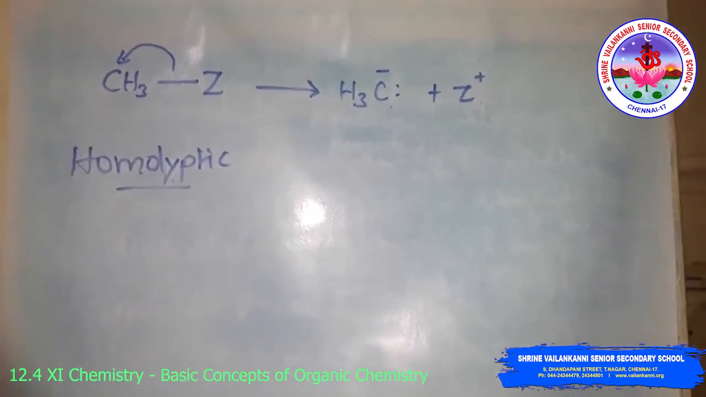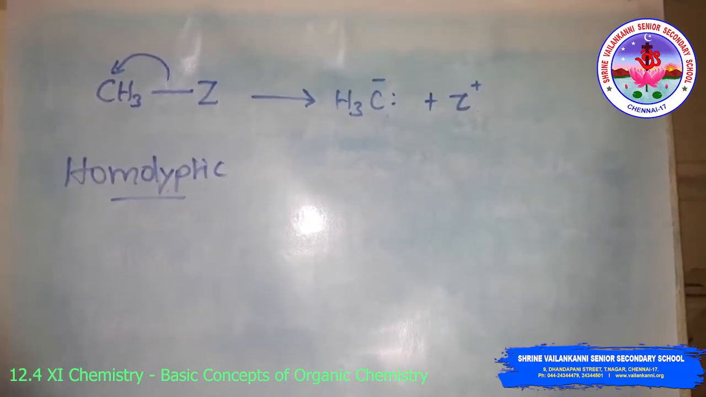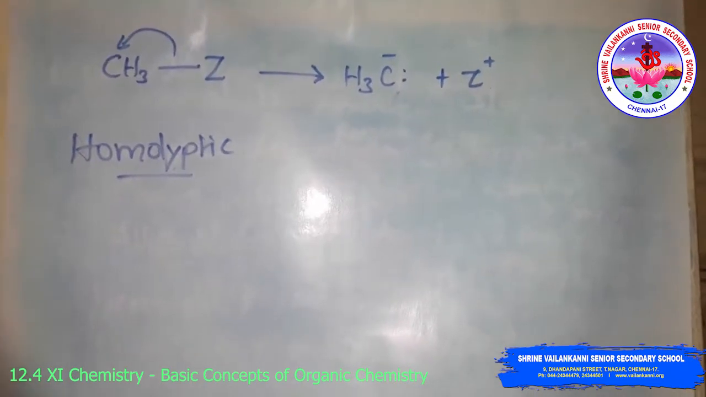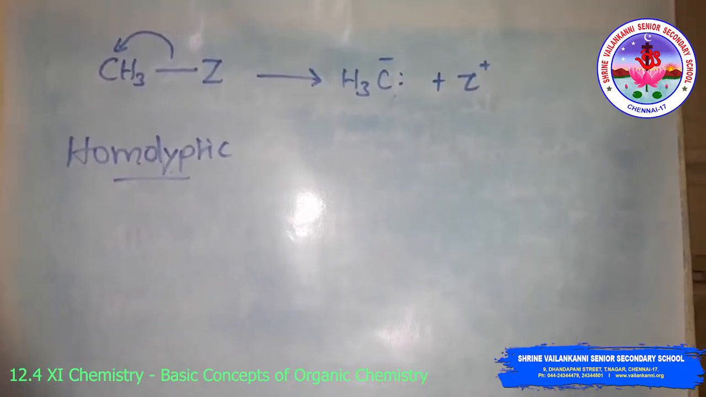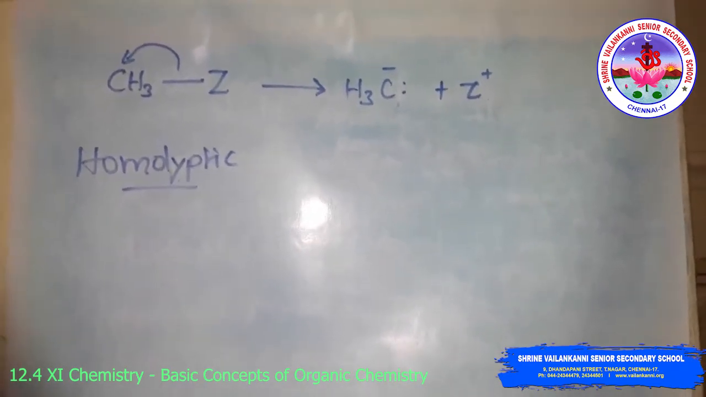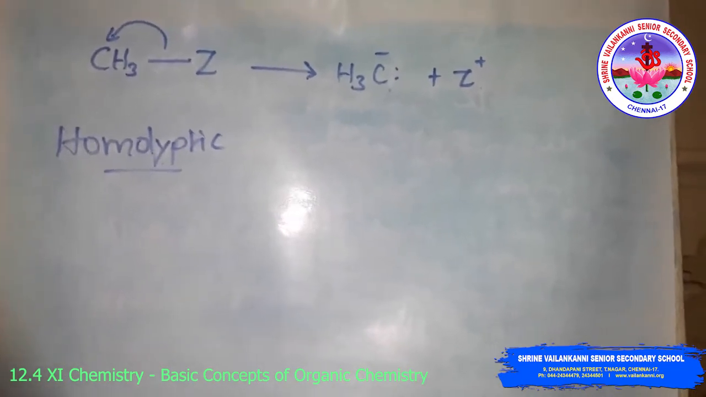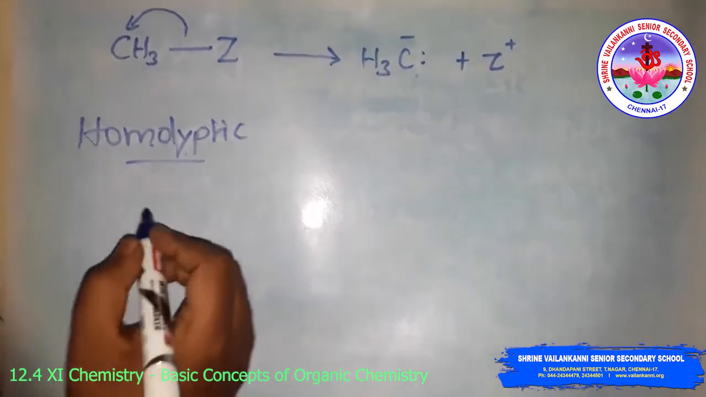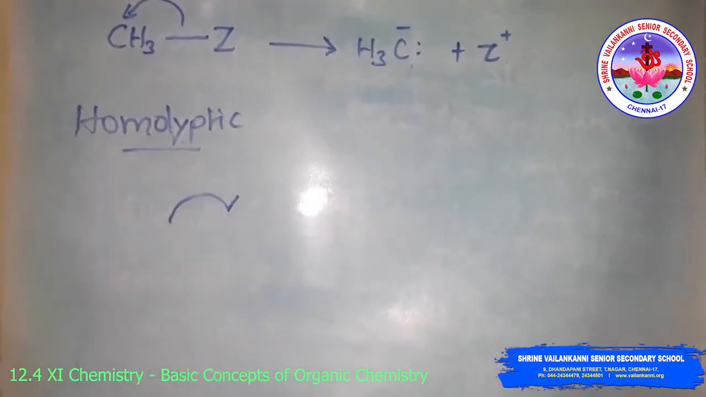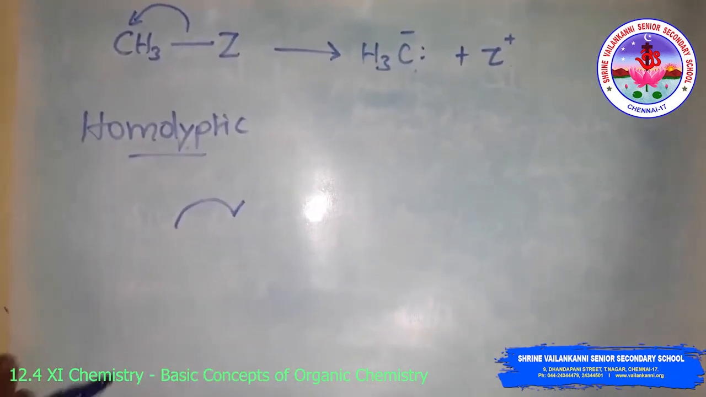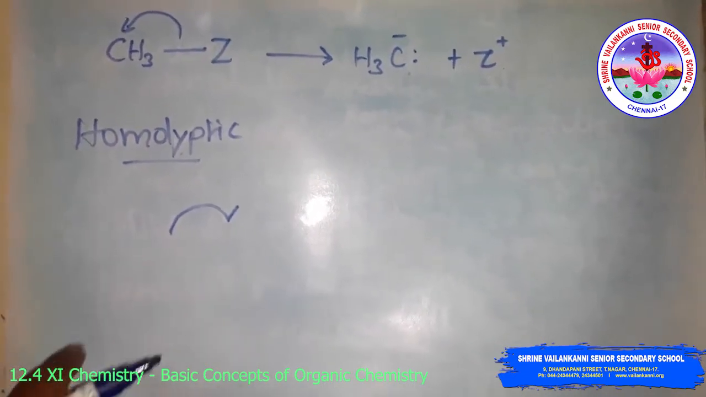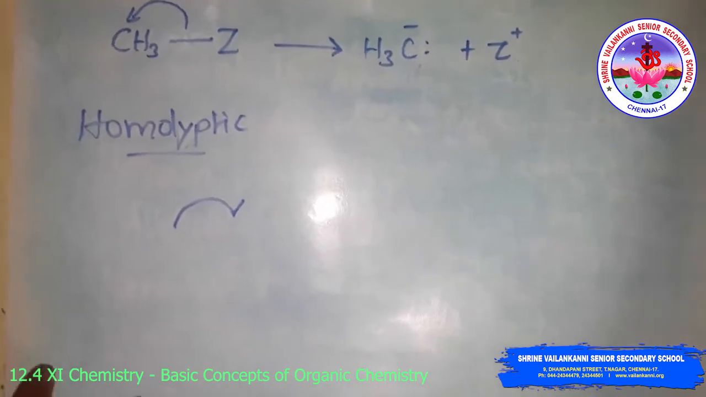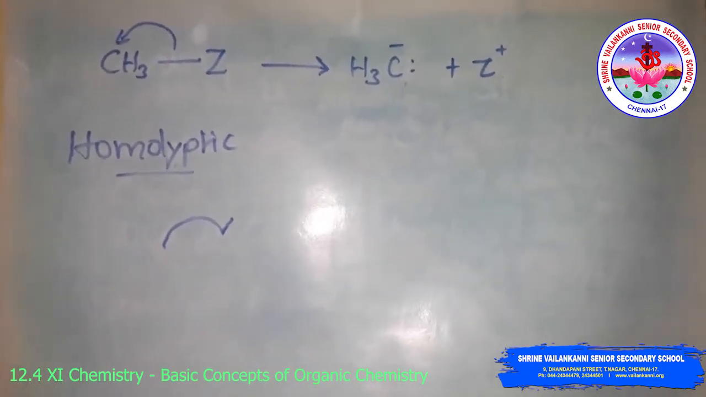One of the electrons of the shared pair in a covalent bond goes with each of the bonded atoms. So that's the homolytic cleavage. The movement of a single electron takes place instead of the electron pair. So the single electron movement is usually shown by a half-headed arrow like this. This half-headed arrow is called a fish hook, a curved arrow. Such cleavage results in the formation of a neutral species which contains an unpaired electron.